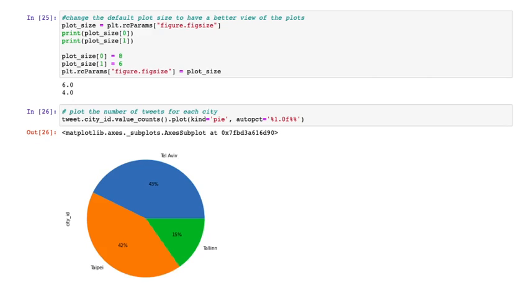Then I did a plot to visualize the quantities of tweets per city, and you can see that it's about the same quantity in Tel Aviv and in Taipei, but I have fewer tweets collected on Tallinn. And this is interesting to check because basically I used the exact same collection protocol, so it only means that Tallinn has had fewer tweets mentioning its name than Tel Aviv and Taipei.